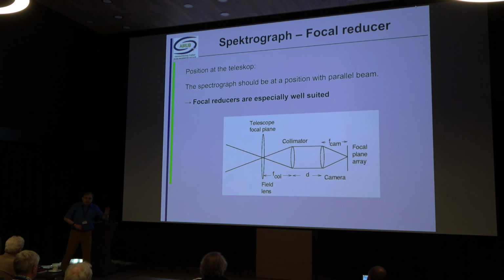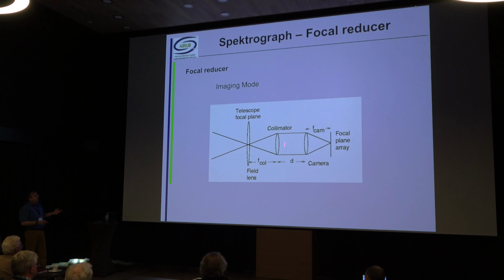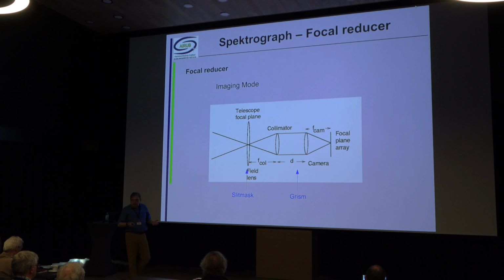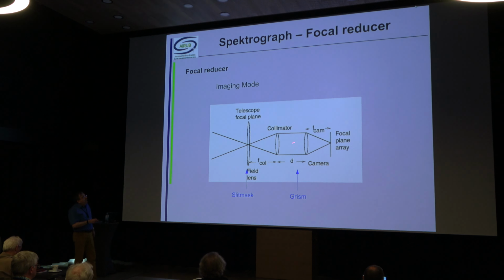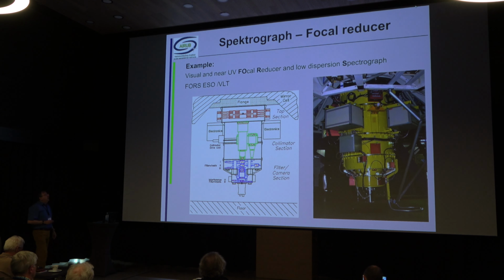You can use the same instrument as an imager. Well, you just put a filter in here. It's also nice to have the filter in a parallel beam. But you can also put a dispersing element here. And then you put here a slit mask, either a slit or many slits, so you have a multi-object spectrograph. But okay, if you have a dispersing element, then obviously you move out of the axis of the spectrograph. That can be avoided if you use prisms.